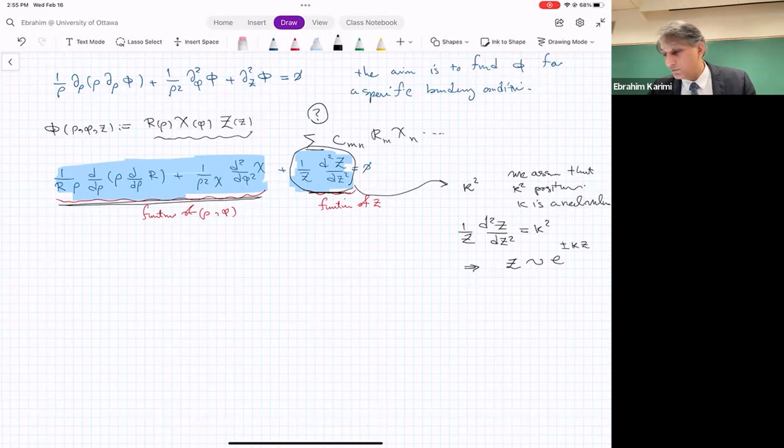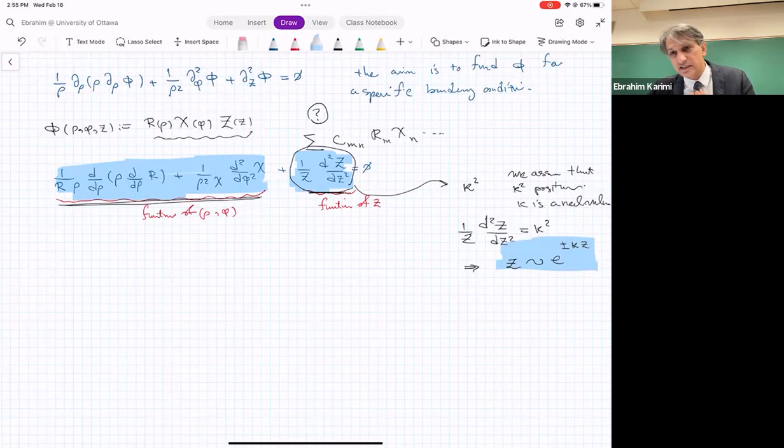e to the power of plus or minus kz. Either it will be exponentially increasing or exponentially decreasing. Or, if you want to view it in a different formalism, it can be sine hyperbolic or cosine hyperbolic, okay? So we found the z part. Remember, that was our choice. It could have been different.